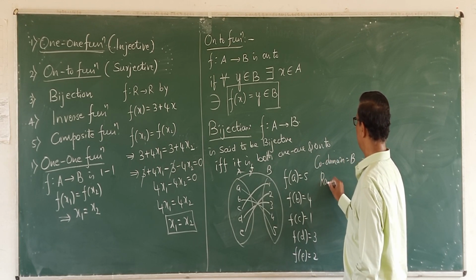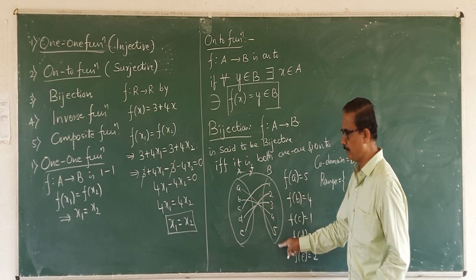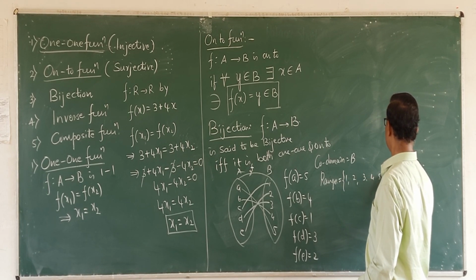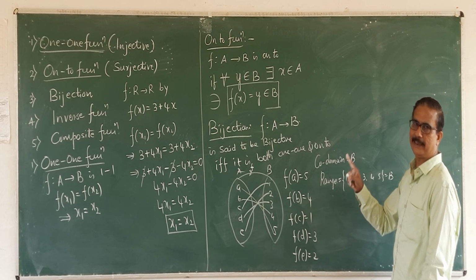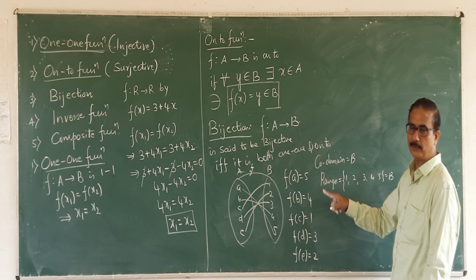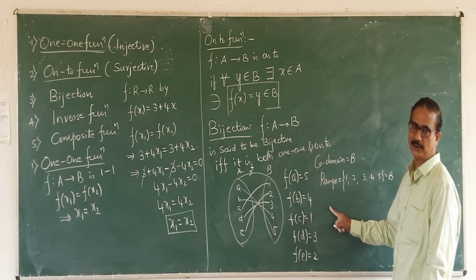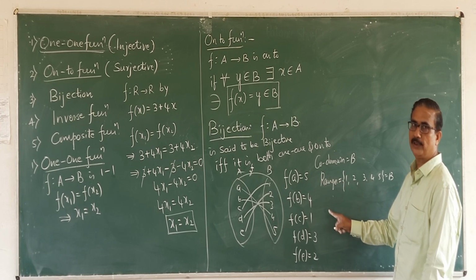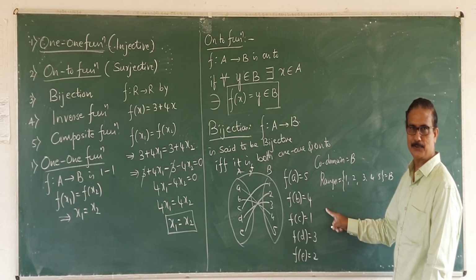What is the range? The range means all the elements that are images: 1, 2, 3, 4, 5. That is nothing but set B. So codomain is equal to range. It is onto as well as 1-1. Therefore this example is a bijective function. To be bijective, it must be 1-1 and onto. If both are satisfied, then it is said to be a bijective function.